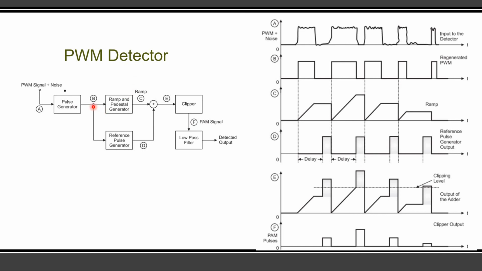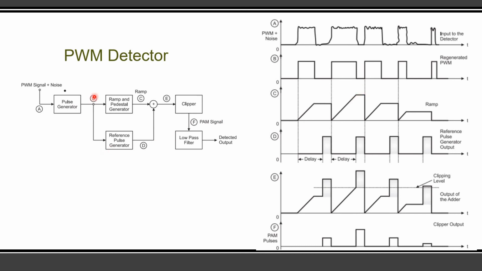This pulse width modulated signal is applied commonly to two different blocks. One is the ramp and pedestal generator, and the other is the reference pulse generator. In the ramp and pedestal generator, during the pulse, for the entire time duration of the pulse width, it will generate a ramp. During the off period, it will generate a pedestal. In a similar manner, during the next pulse, it will generate a ramp for the entire duration of the pulse width. During the off time, it will generate a pedestal.